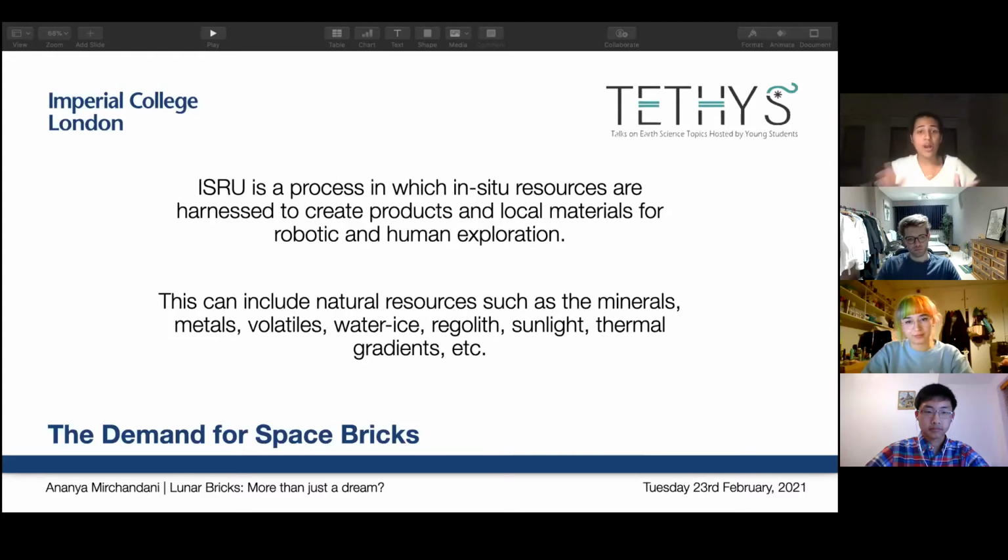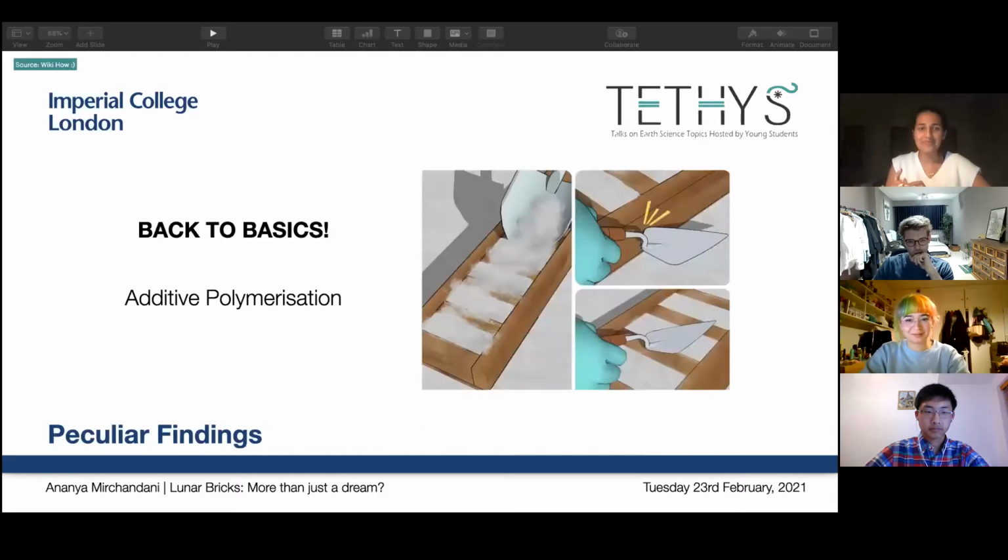For those of you who haven't interacted with this before, ISRU is basically short form for In Situ Resource Utilization. It's a process in which we are able to harness products, which can be literally the solar wind, lunar soil, water ice, more popularly being explored right now, to do something with it. And essentially, that's what we're doing with really cool space bricks.